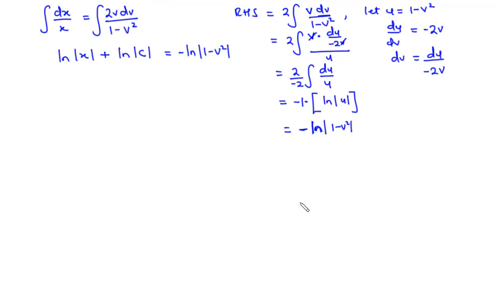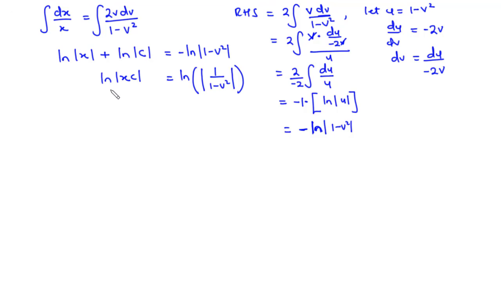Now negative ln of absolute value of x is equal to ln of the absolute value of 1 over x. So we are going to apply that here on the right hand side. So that's going to be ln of the absolute value of 1 over 1 minus v squared. And then on the left hand side, because we are adding these two ln values, it means we are going to multiply x and then c. So we have ln of absolute value xc.